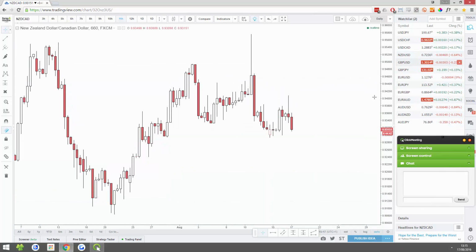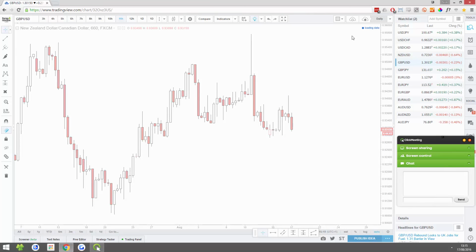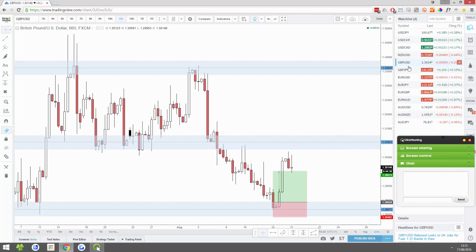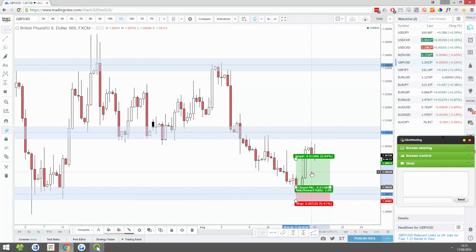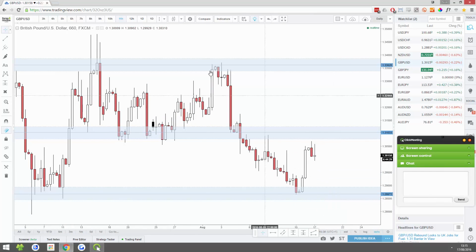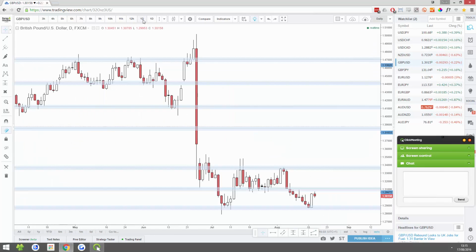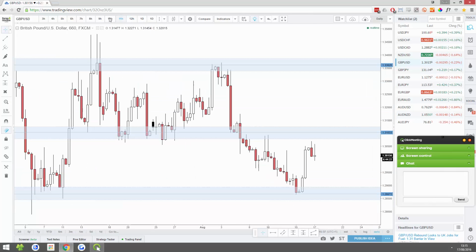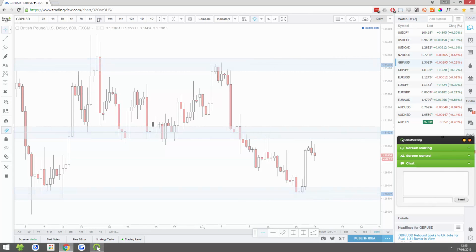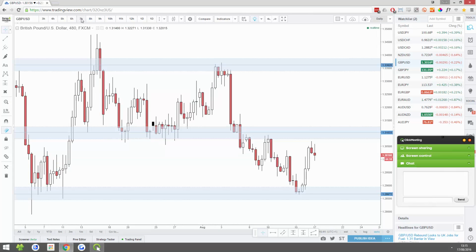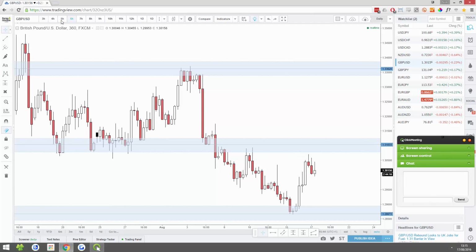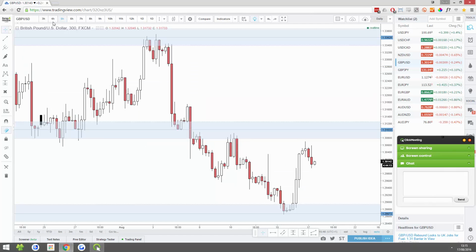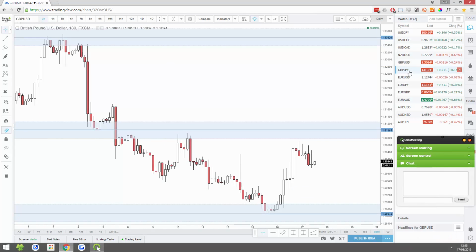New Zealand CAD, we're not going to do that one. That was just there because it was posted to the forum. GBP USD. Yeah, nothing much happening there.